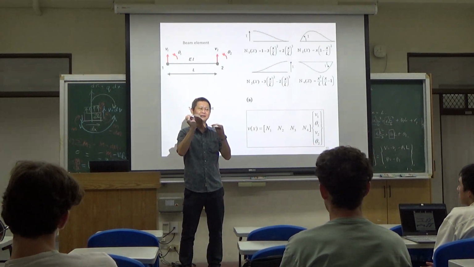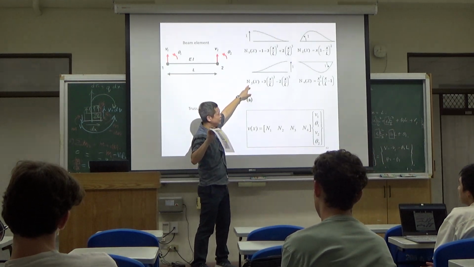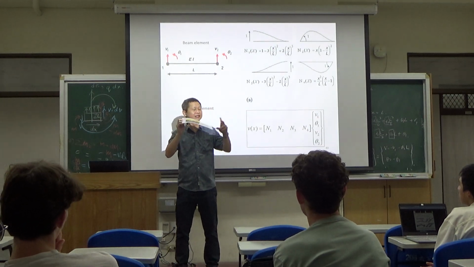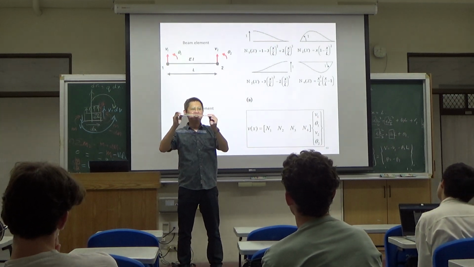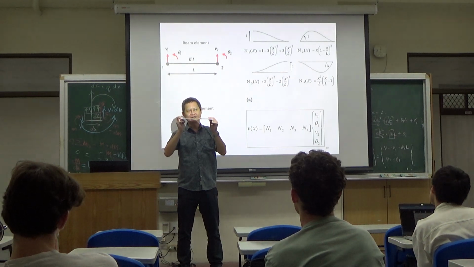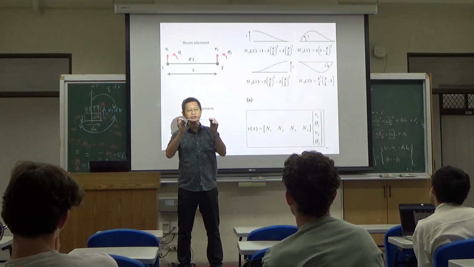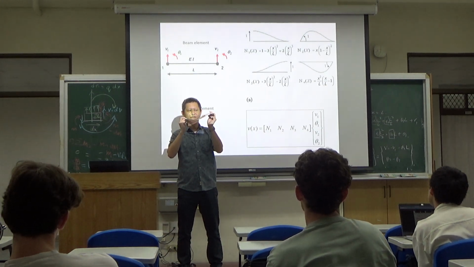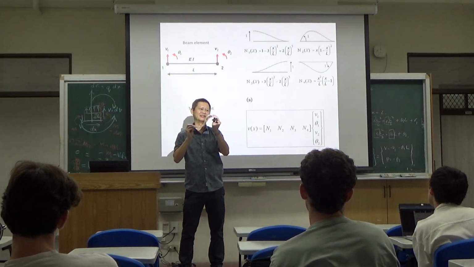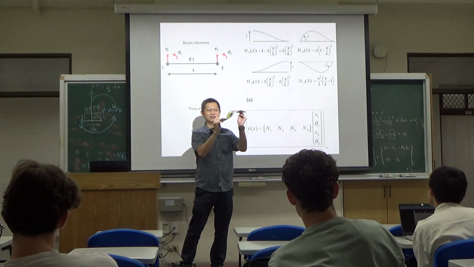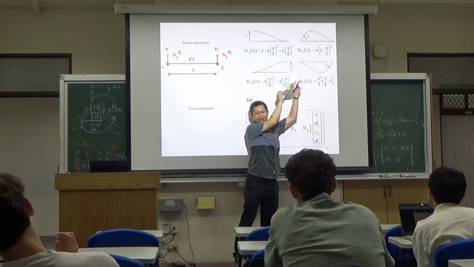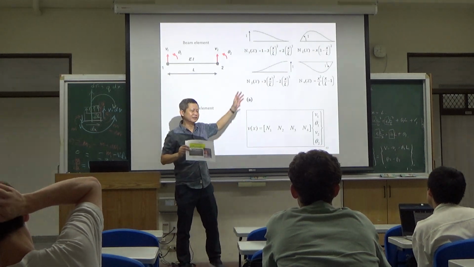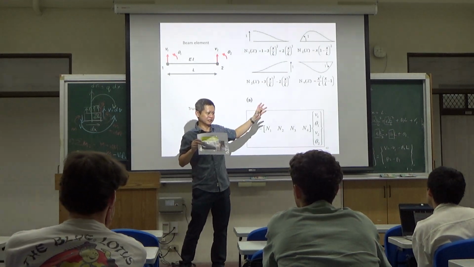How about the second, the shape function N3? I have my right hand fixed, no rotation, no vertical displacement, but I have my left hand fixed in angle, but elevated. What's the shape function? You see that? This is exactly the second shape function. It's easy to see the shape function for vertical displacement.